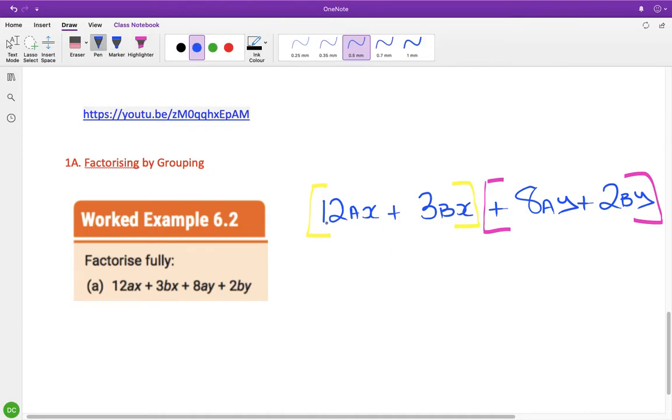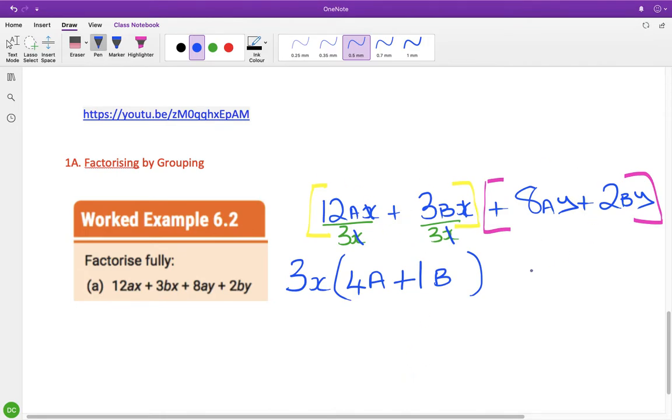So is there something common between 12 and 3? What is the highest common factor of 12 and 3? It's 3. Is there a common letter? We've ax and we've bx, so the common letter is x. Once I have my highest common factor, I open a bracket, and then I divide this by the highest common factor, and I divide this by the highest common factor. Okay? So 12 divided by 3 is 4. The x's cancel, and I'm left with a. The sign here is plus. 3 divided by 3 is 1. The x's cancel, and I have b. So that's the first bit done.